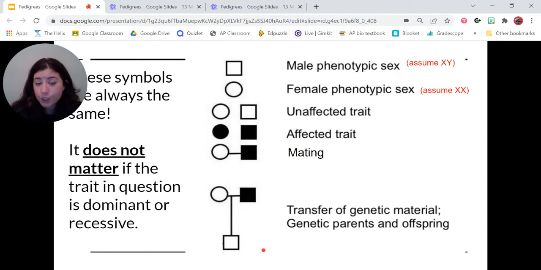It's good to keep in mind that these symbols are always going to be the same. It doesn't matter if the trait we're talking about is dominant or recessive, and that's sort of what's tricky about these problems. It doesn't mean that filled in is dominant, it just means that filled in is the trait. Those traits can be dominant or recessive. It just depends on what we're talking about in that specific problem. So don't make that mistake of thinking that just because it's filled in, it's one specific thing. It just means has the trait.